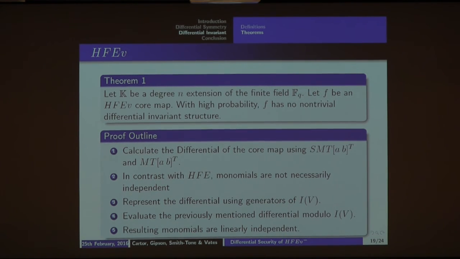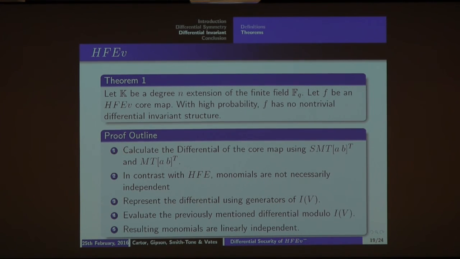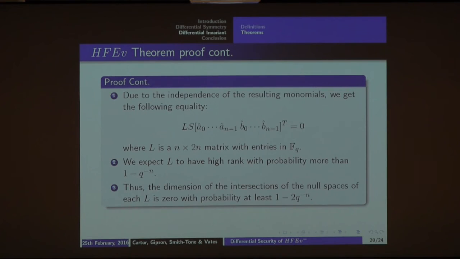So the proof started with: we calculate the differential of our core map using, again, the SMT representation mentioned in the previous slide, and MT multiplied by AB transpose. In contrast with the analysis done on the HFE, our monomials are not necessarily independent, so we had to slightly adapt our analysis to compensate for that. For our representation of the differential, we use generators of HFEv. We evaluate the previously mentioned generators' differential modulo IV, and the resulting monomials that we get are linearly independent.